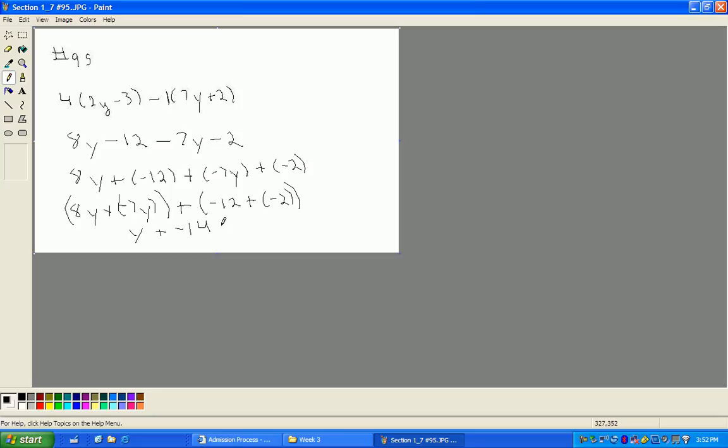Now the last thing I'm going to show you is that at the very end, after we've done all of our work, it's nice to only have one sign in between the two numbers. So whenever we have a plus a negative value, that's the same thing as saying y minus 14. And this is the way I'd like you to write your final answers.